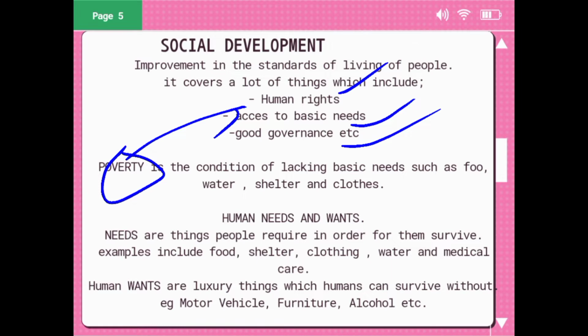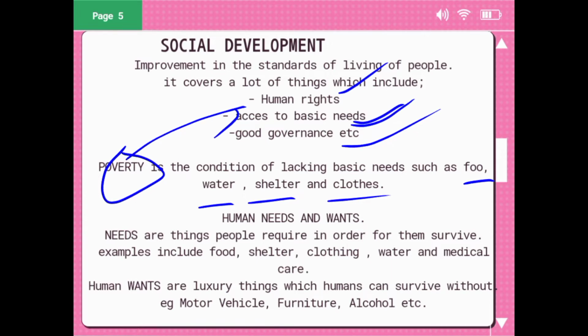That's not poverty. Poverty is the condition of lacking basic needs. You don't have food, water, shelter, and clothes. These are basic needs. So when you lack these, then you are poor. That's poverty. I think you've now understood this point here.